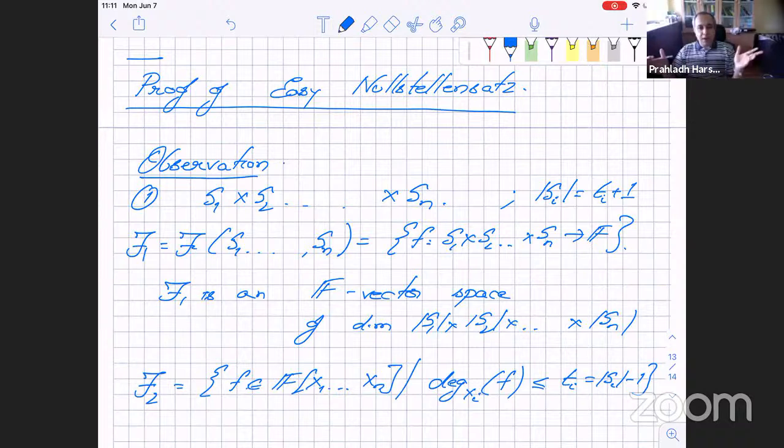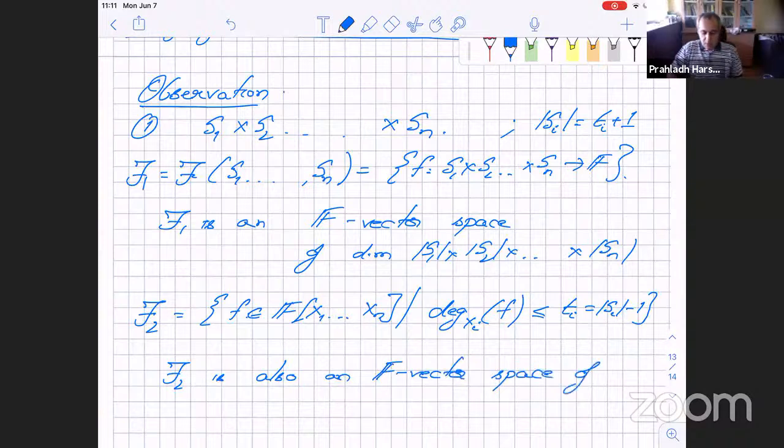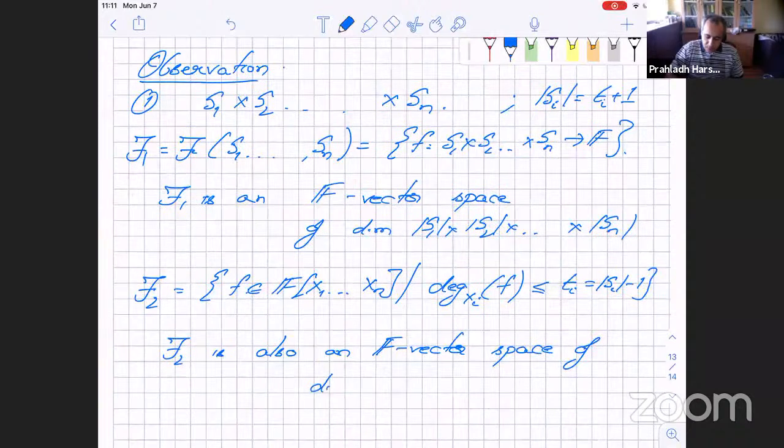Notice this is also a vector space. I take two such polynomials, I add them up, it will still remain such a polynomial. I multiply it by an element of the field, it will still remain. So F2 is also an F vector space. And what will be its dimension?